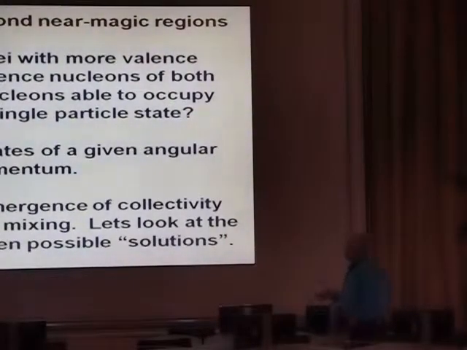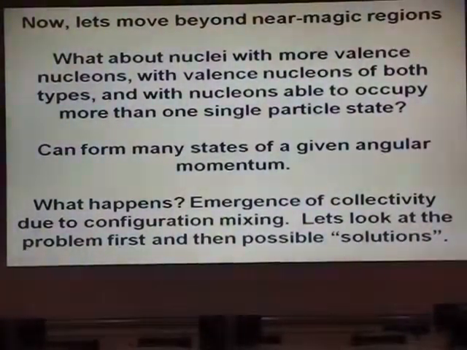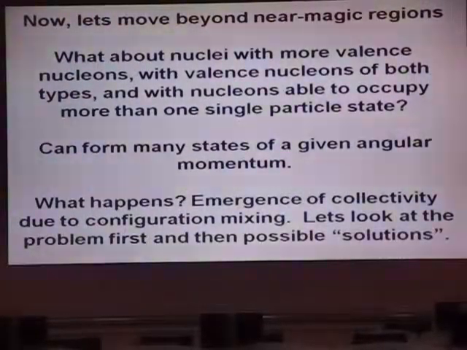Okay. So now let's move beyond magic nuclei. What about nuclei with many valence nucleons of both types? And what about cases where the particles can occupy more than one single particle level? So far we've said that the neutron, let's say, is in F7/2, and the proton in F7/2, or the proton in H9/2. But not that the neutron could occupy 2 or 3 different orbits. It can, right? So what about that case? In general, we can form many states of a given angular momentum. When we have 2 particles in F7/2, we could form 0, 2, 4, and 6 angular momentum.